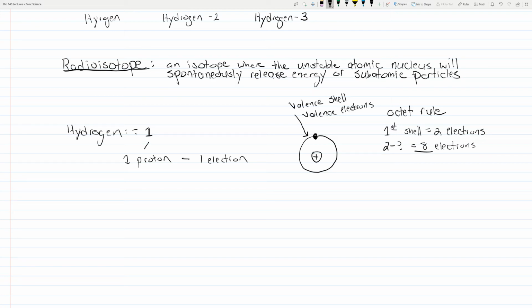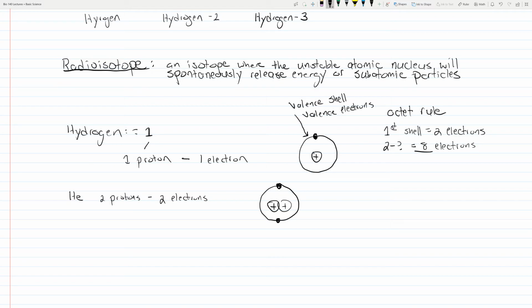Let's take a look at helium. We know that helium has an atomic number of 2, so it's got 2 protons. So we know it's going to have 2 electrons. If we build this atom, it's got 2 protons in the center, we put our shell around it, and 2 electrons, 1 here and 1 there. Do we need to put on another shell? No, we have met the requirements of having 2 electrons, and those 2 electrons will fit in the first shell.